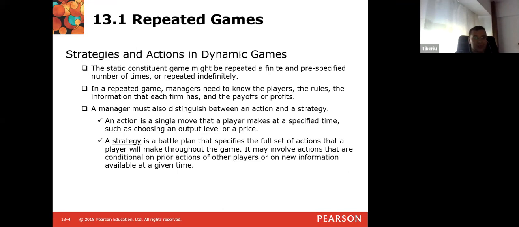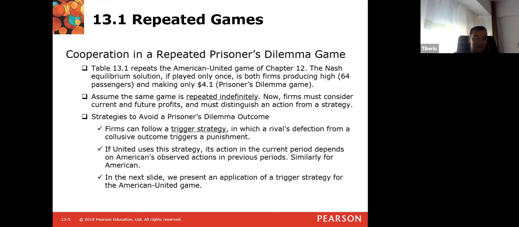A manager must also distinguish between an action and a strategy. An action is a single move that the player makes at a specified time, such as choosing an output level or a price. A strategy is a battle plan that specifies the full set of actions that the player will make throughout the game. It may involve actions that are conditional on prior actions of other players or on new information available at a given time.